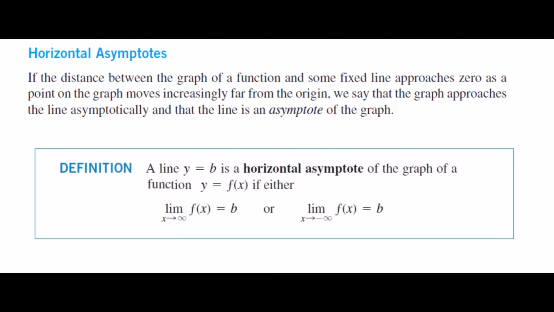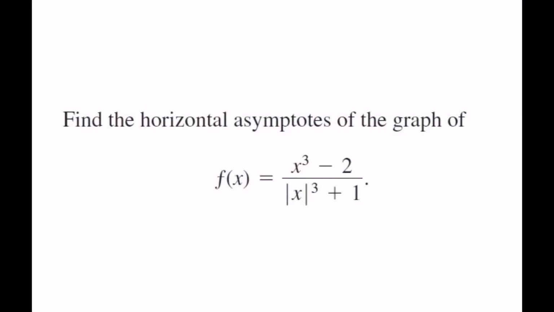Definition: a line y equals b is a horizontal asymptote of the graph of a function y equals f of x if either of the following cases happens: the limit of f of x when x approaches infinity equals b, or the limit of f of x when x approaches minus infinity equals b. Here is our function.